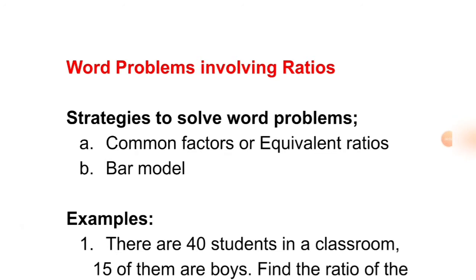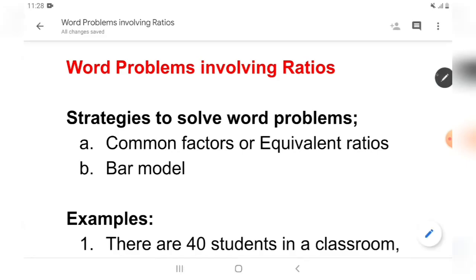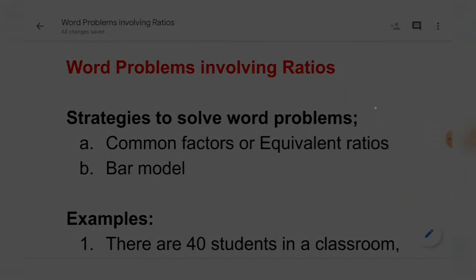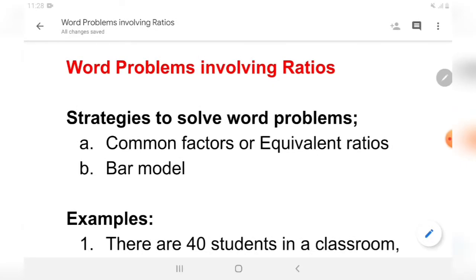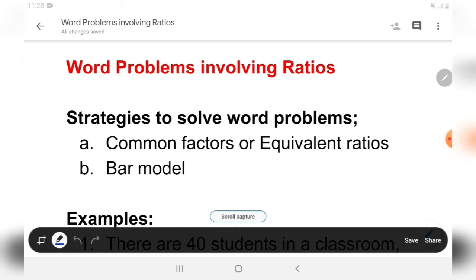In this video, you will be able to solve word problems involving ratios. There are many strategies to solve word problems involving ratios. The strategies can be adapted based on information given in the problem, and the unknown quantity has to be found. The strategies we will use are: first, the common factors or the equivalent ratios. The next one is bar model.